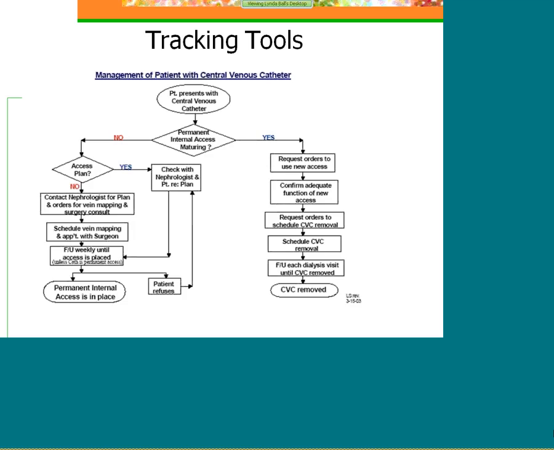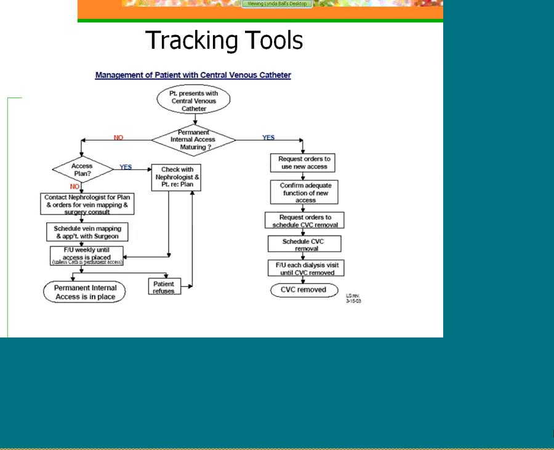So here are some tracking tools, for instance. If you're working with the management of patients with central venous catheters, it's a step-by-step on what you should do, and you answer yes or no to questions. If you answer yes, then you go in one direction. If you answer no, then it gives you a different one. So it's a decision tree. And it will help you to reduce catheters, get them out, and have a permanent access in the patient.